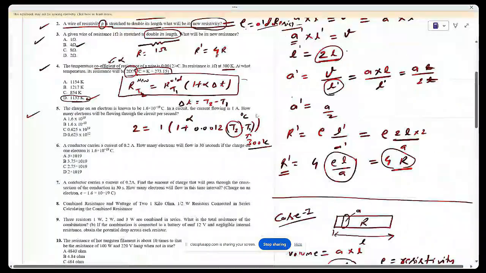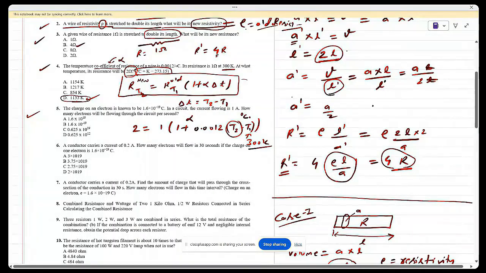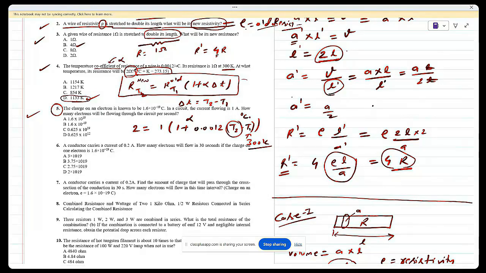Now come to question number 5. This is again a very interesting and important question. Now read the question. The charge on an electron is known to be 1.6 into 10 to the power minus 19 coulomb. In a circuit the current flowing is 1 ampere. How many electrons will be flowing through the circuit per second?